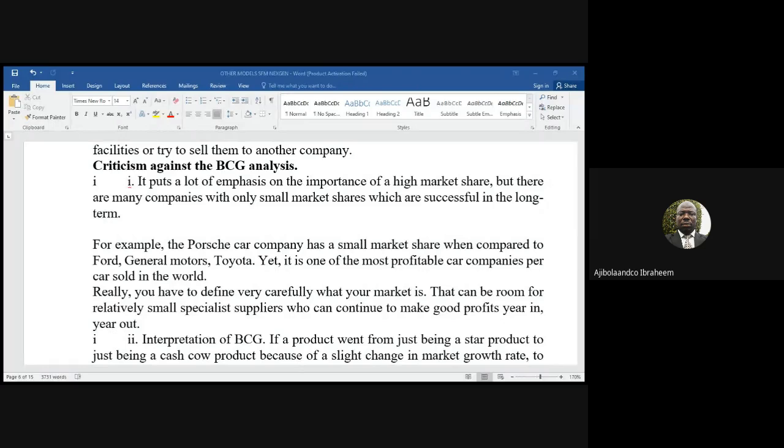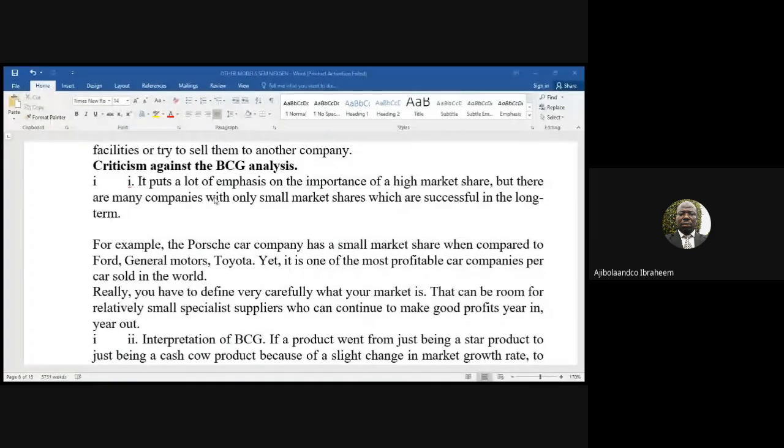Because it is easy for a problem child to grow into a star because the growth rate is already there. People are already accepting it in the market. It's gaining ground. It's only that it's not big. But for the dog, today is not good, the future is not good. Who wants to spend like that on that particular product? Today is not good, tomorrow is not good. That's the feature of a dog. That's why we don't want it to grow into a problem child.